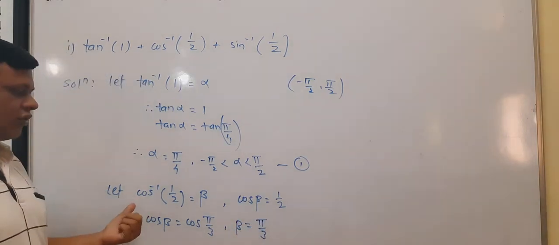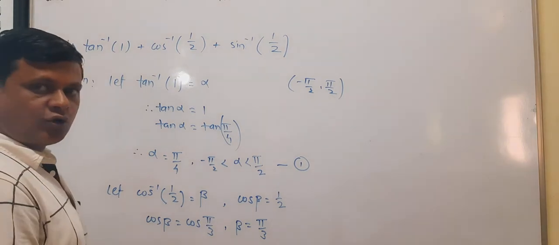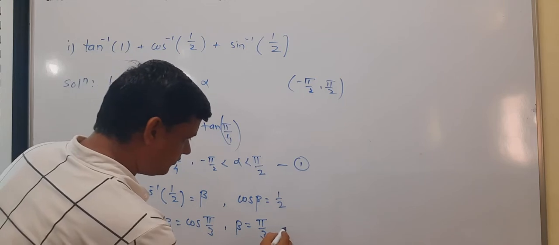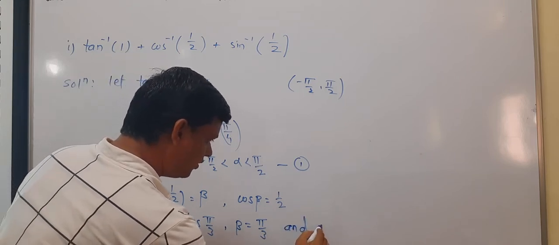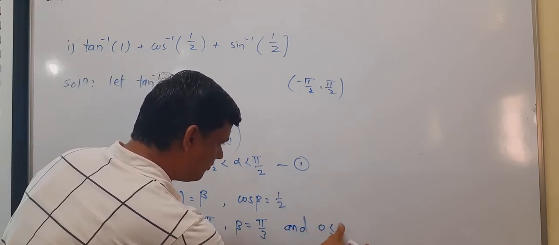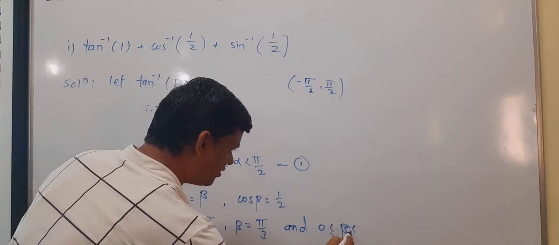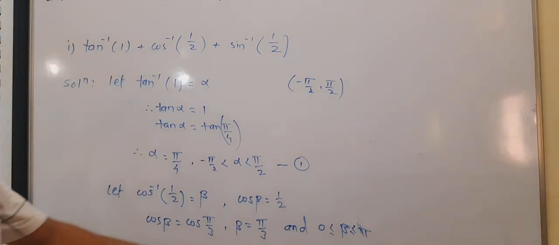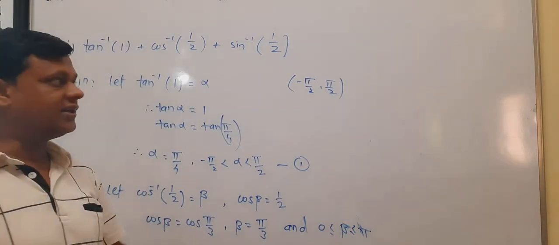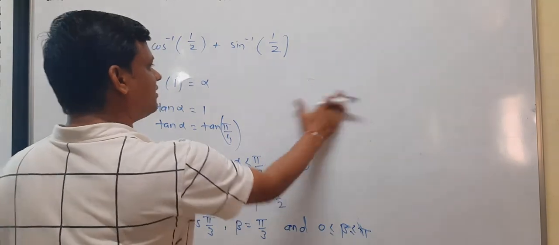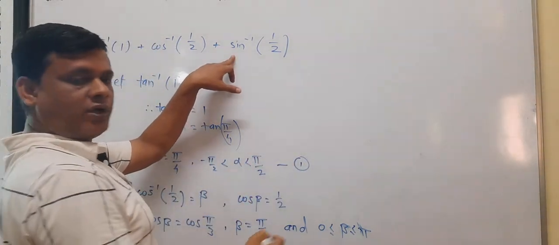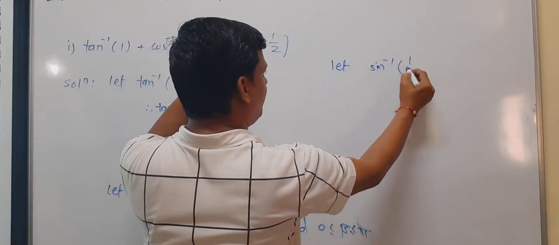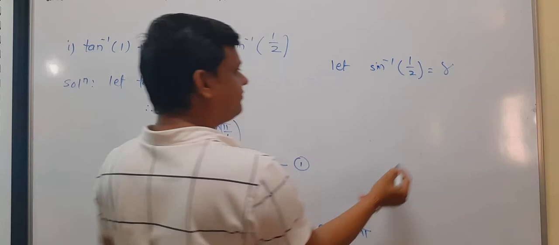And for cos inverse, the interval is the closed interval 0 to pi. Therefore, 0 is less than or equal to beta, which is less than or equal to pi. So the second value is beta equals pi by 3. Now we have to calculate the third value, that is sin inverse of 1 by 2. So let sin inverse of 1 by 2 be equal to gamma.